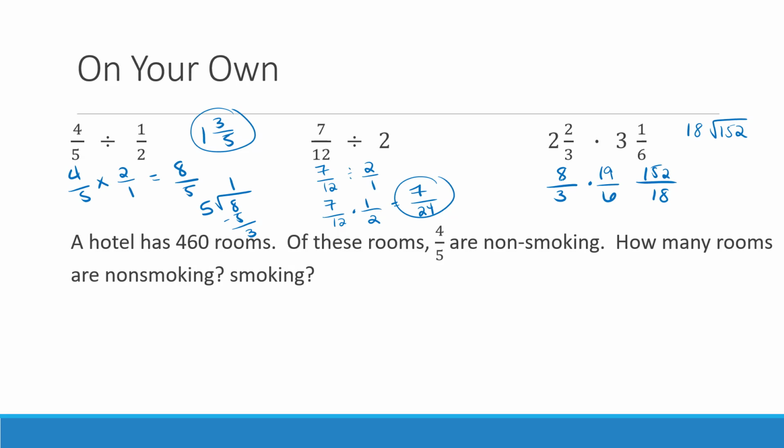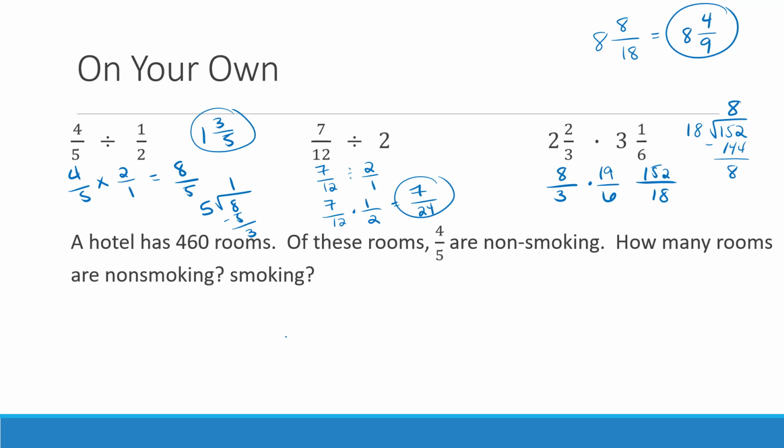So 152 divided by 18, it'll go in there 8 times. 8 times 18 is going to give me 144. If I subtract 152 minus 144, that's going to give me a remainder of 8. So 8 8/18 would be my answer here, but we know that 8/18 can be reduced because they're both divisible by 2. So this is going to give me 8 4/9.